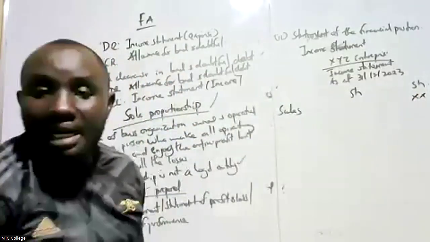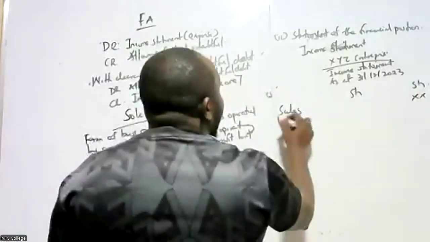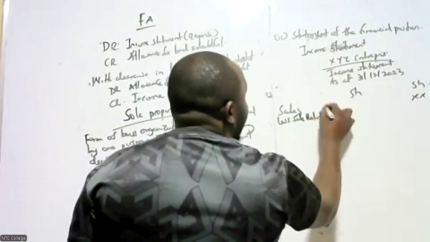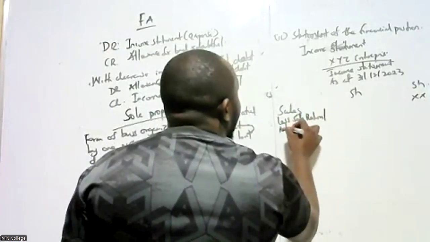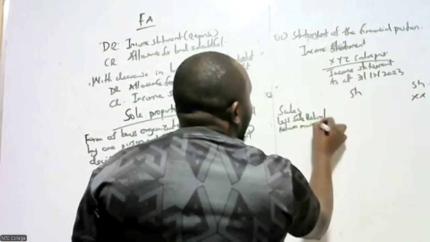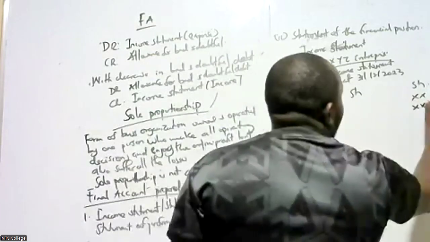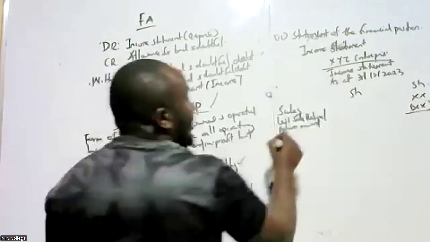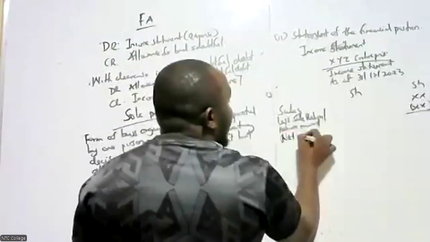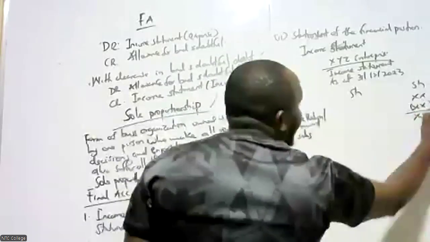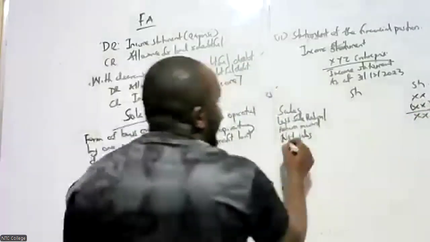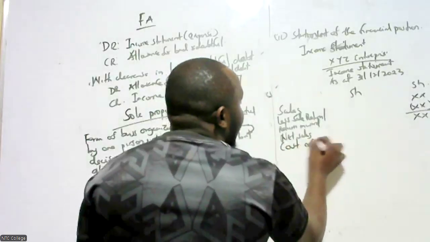I hope I can make a brief one, then we say less sales return, which is the same as return. It's called return inwards. You less sales return. So when you less that, we get what you call net sales. You have the figure for the net sales. Then you go to what you call cost of sales.